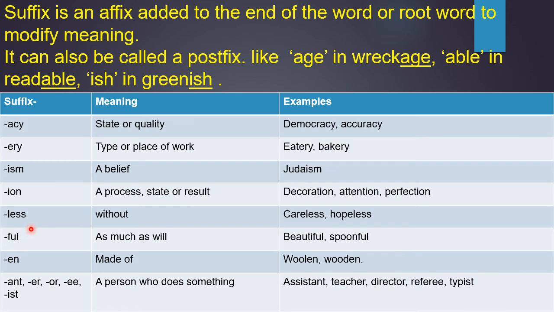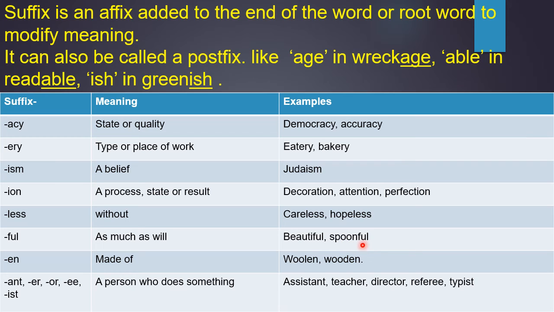Next we have is less. L-E-S-S, less. Less means without. Less could be used in careless, hopeless. That means without care and without hope. That is careless and hopeless. Full is a suffix meaning as much as will. Say for example, in words like beautiful, you have beauty as the base word, and the suffix added, full, means beautiful. That is, the beauty is enough, plenty of beauty.